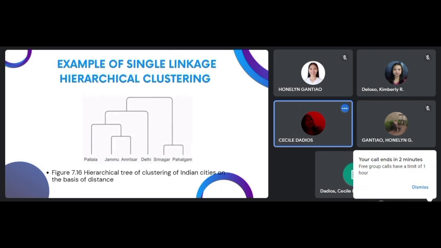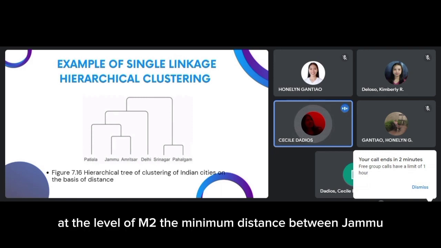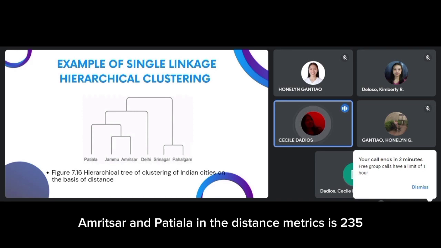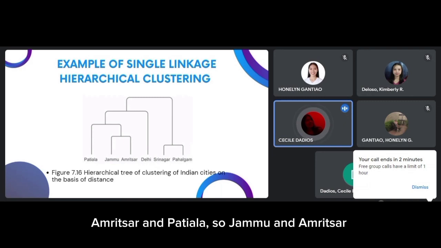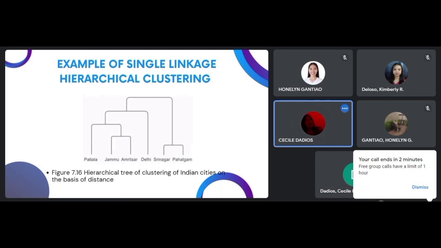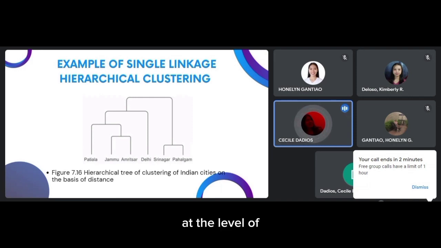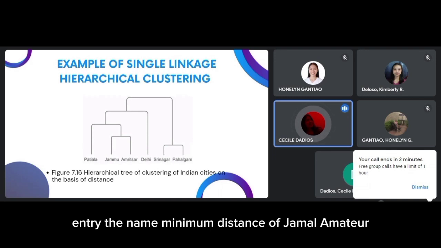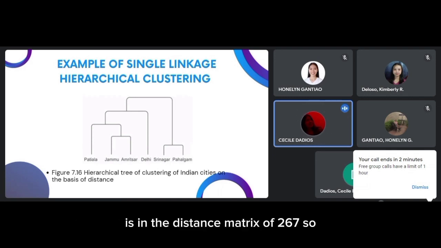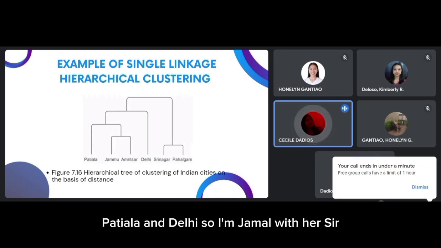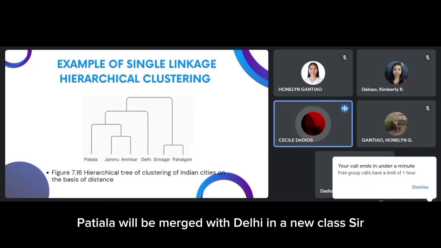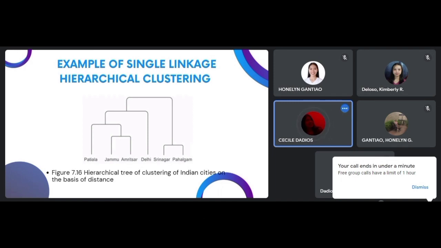At the level of M2, the minimum distance between Jammu Amritsar and Patiala in the distance matrix is 235. So Jammu Amritsar will be merged with Patiala into a new cluster. At the level of M3, the minimum distance between Jammu Amritsar Patiala and Delhi in the distance matrix is 267. So Jammu, Amritsar, and Patiala will be merged with Delhi in a new cluster.